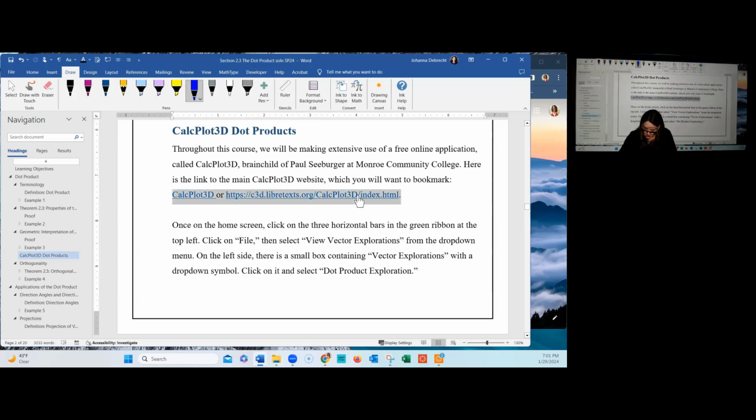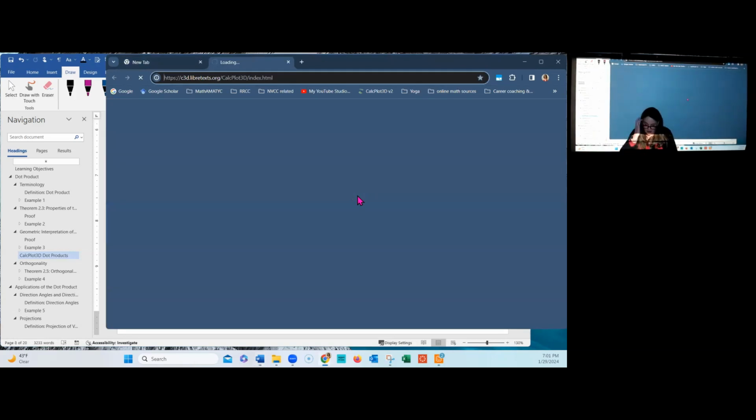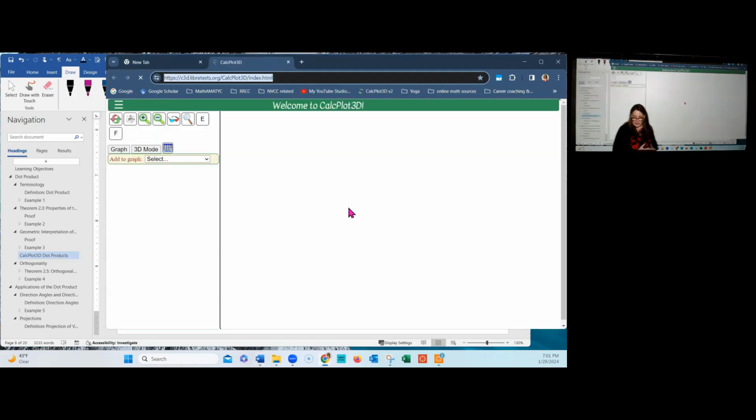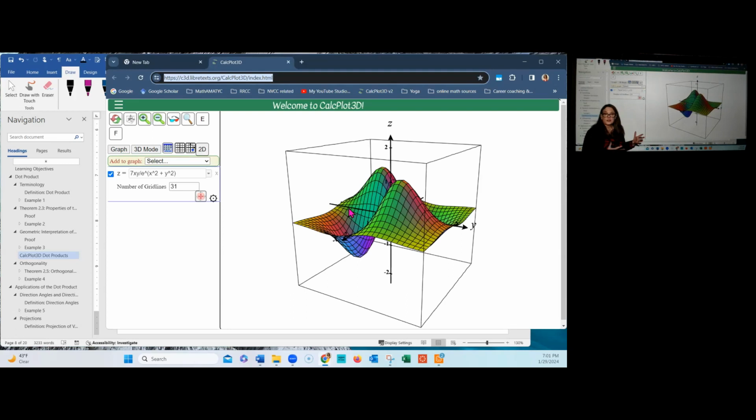So let me get this to open up. All right, it's loading, and you're going to get the home screen.